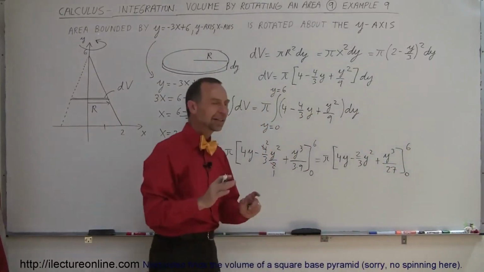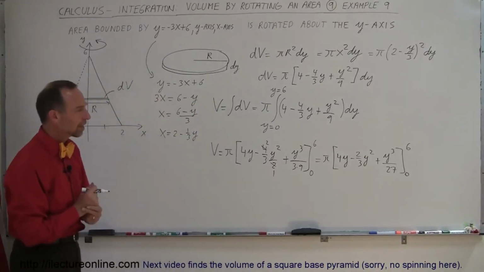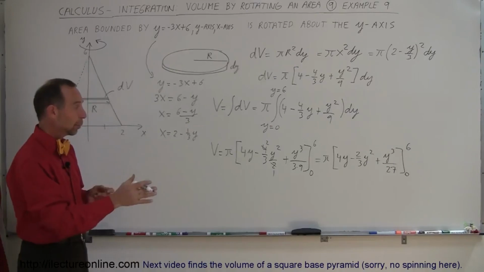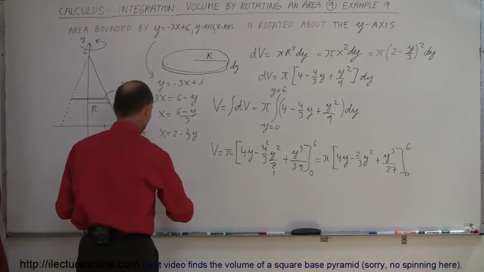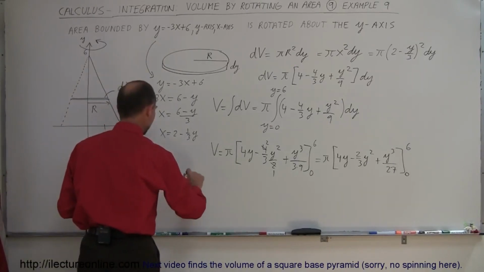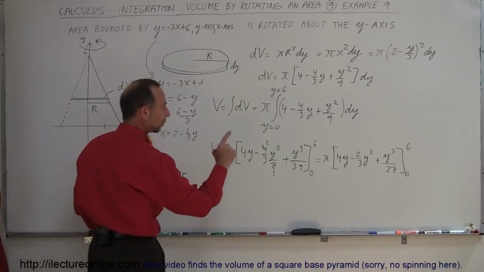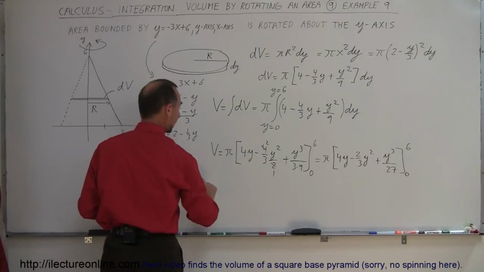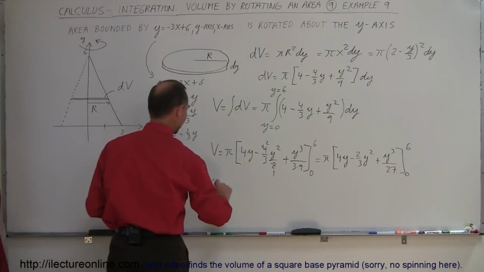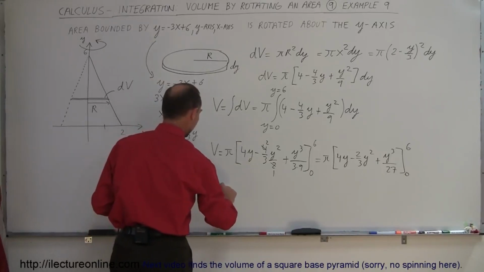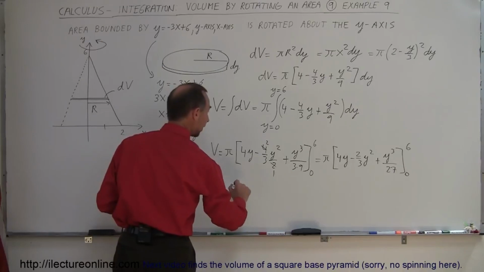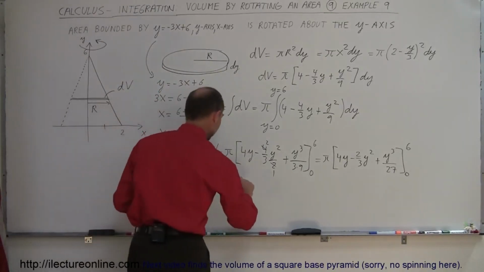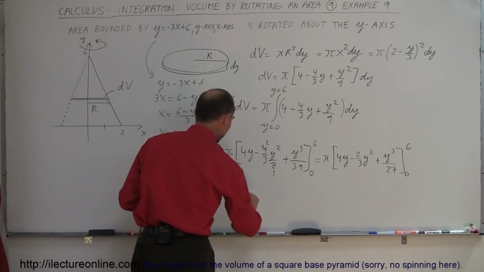All right. I always like to have it as clean as possible so you don't make mistakes. When we plug in the lower limit, we get nothing but 0, so we can ignore the lower limit. We only need to worry about the upper limit. So V is equal to pi times the upper limit. So that would be 4 times 6, which is 24, minus 2/3 times 6 squared, which is 36, and plus 6 cubed, that's 6 times 6 is 36, times 6 is 216, divided by 27.